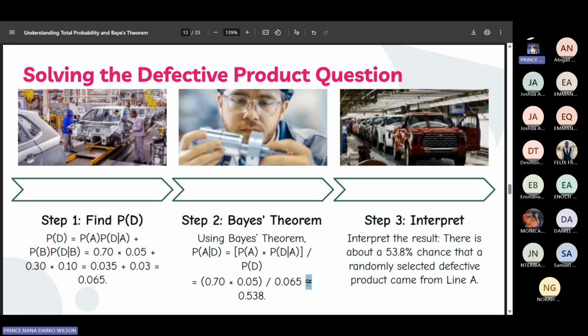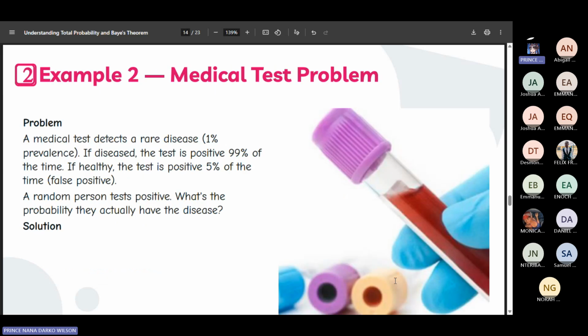And you can see the symbol here says it's roughly equal to 0.538. So the exact same working we just did. The interpretation is that there is about a 53.8% chance that a randomly selected defective product came from line A. Let's move on to the next question.